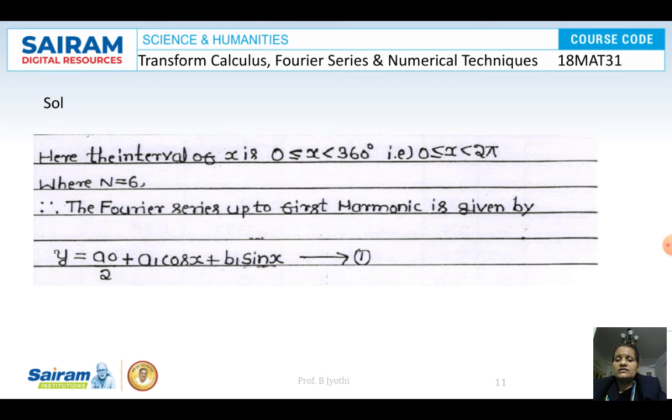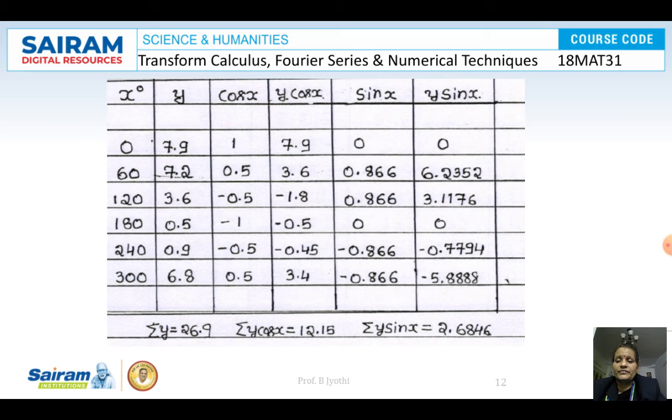Here the interval of x is given by 0 to 360. Again 0 is included and 360 is excluded, where n is 6, and the Fourier series up to the first harmonic is given by y equals a0 by 2 plus a1 cos x plus b1 sin x. Let's call this equation number 1. So according to that, we need to calculate the tabular values.